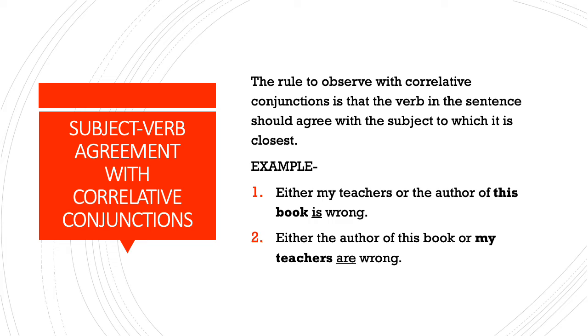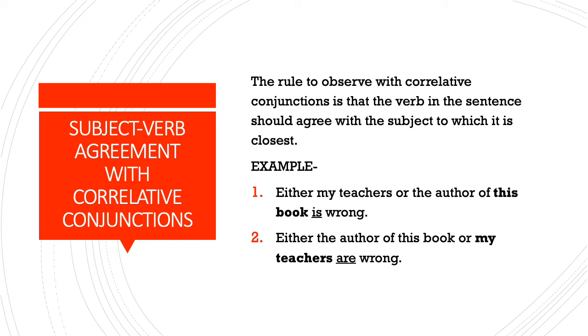So, over here there are two subjects because there are two clauses, two independent clauses. My teachers, this is the first subject, and the author is the second subject. Now again there is a verb. What is that verb? That verb is "is". So over here the verb is closest to which subject? To which subject? Author. Okay.